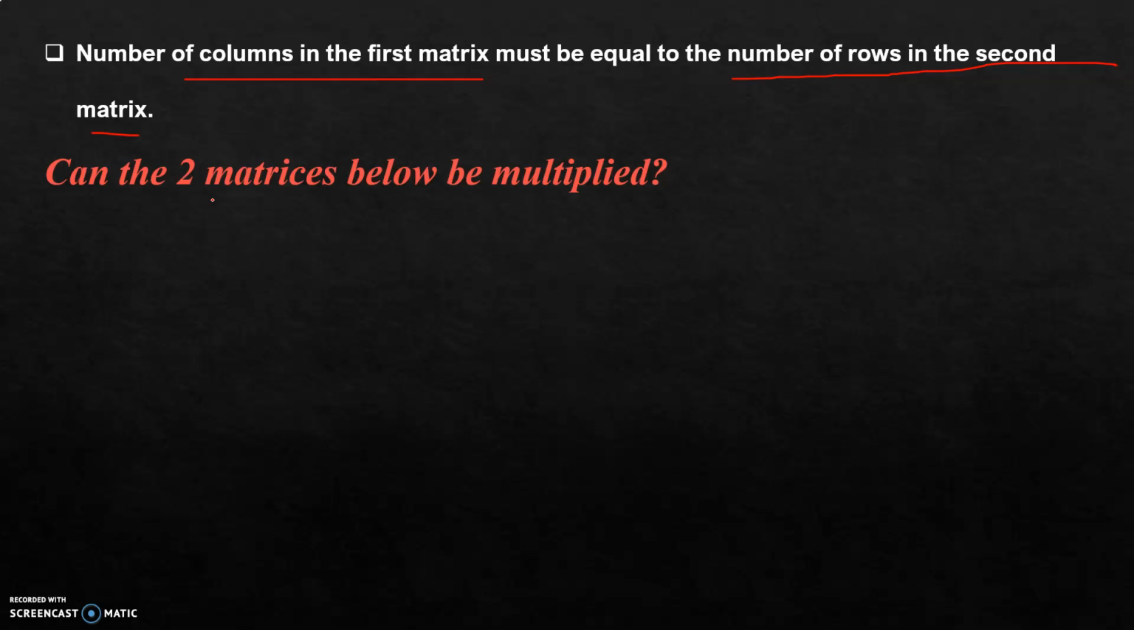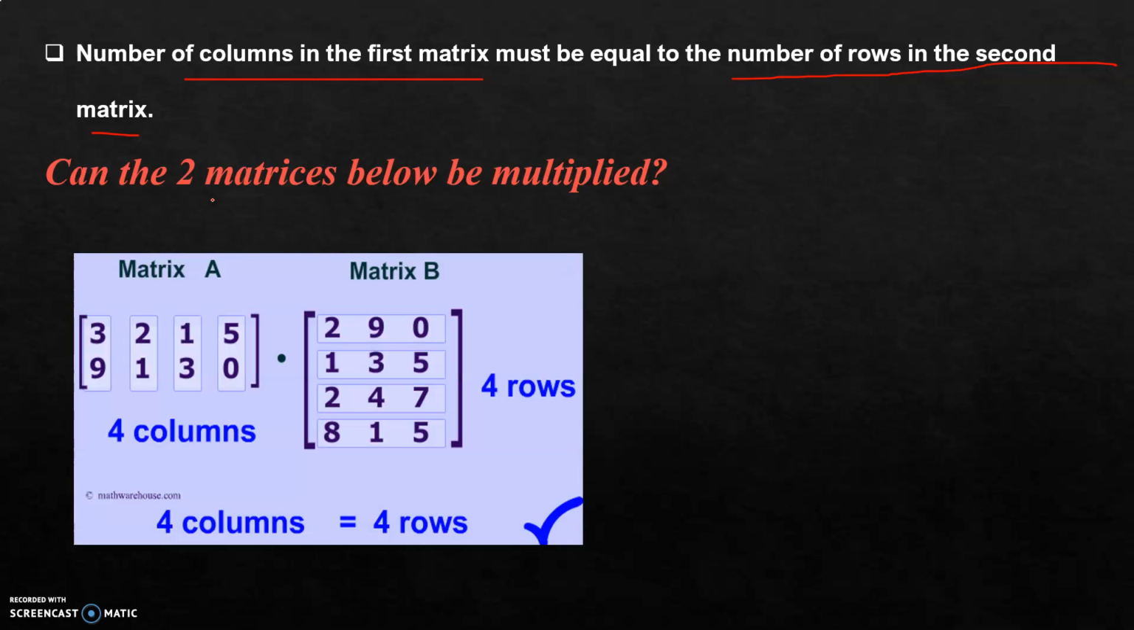Let us check: can the two matrices below be multiplied? Here two matrices are given, matrix A and matrix B. Let us check the columns of matrix A, it is 4. Then the number of rows in matrix B, the second matrix, is 4. So 4 columns and 4 rows, both are equal. So we can say both matrix A and B can be multiplied.